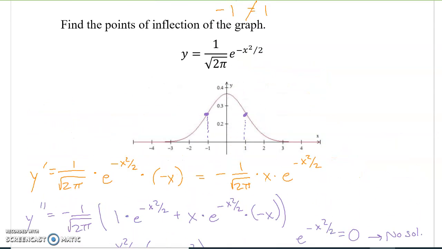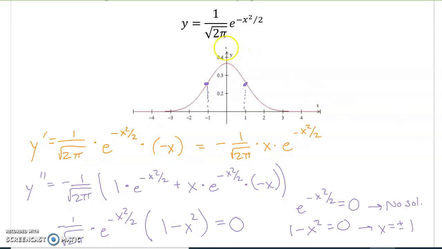And just to double check, find the points of inflection. So I guess we'd have the point 1, comma, well, plugging in a 1 into here, we get e to the negative 1/2. So that's 1 over the square root of 2 pi e. Who would have thunk it? And then over here we've got negative 1, comma, 1 over the square root of 2 pi e. Those are our 2 points of inflection.